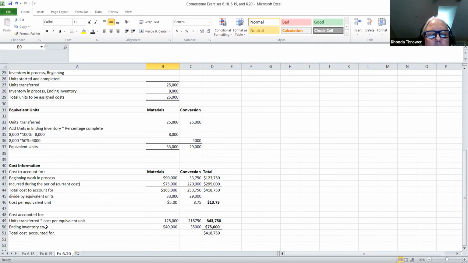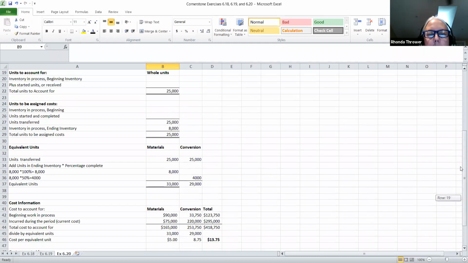But before we can calculate the cost, we have to find the cost per equivalent unit for both materials and conversion. And so this is how we complete the cost, or we find the cost per equivalent unit. We're going to start with our costs that are in beginning inventory for materials. And that is given in this problem.